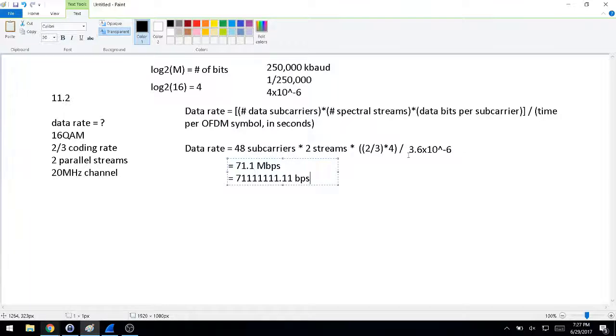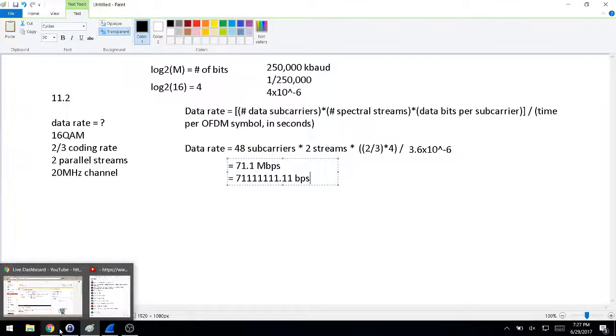And then the time per OFDM symbol is 3.6 times 10 to the -6. That's what we're using for this. Again, I have to do a little more research as to why it's specifically 3.6, because my quick calculation would put it at 4. But for the purposes of this problem, we're using the value of 3.6. If we multiply it out based on Ryan's formula, we end up with 71,111,000 bits per second, which rounds off to 71.1 megabits per second.